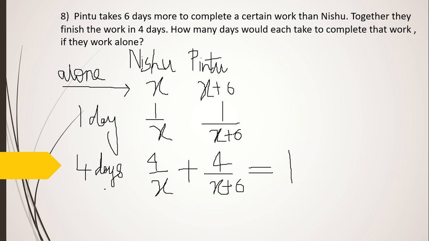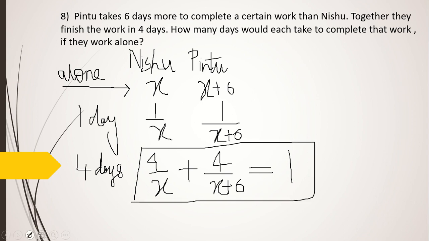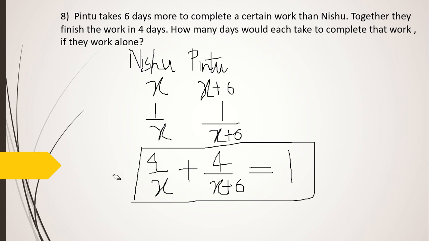Do you understand this logic? This is how we get the condition now. In 4 days they will finish so much work, 4 upon x and 4 upon x plus 6. But then if they work together for 4 days, they are going to finish that one work. This is our condition, and we are going to solve this and get the value of x. Hope you have understood.